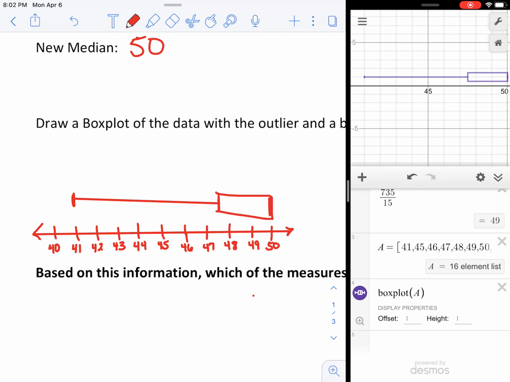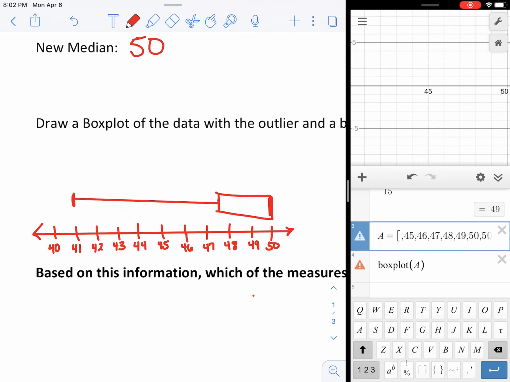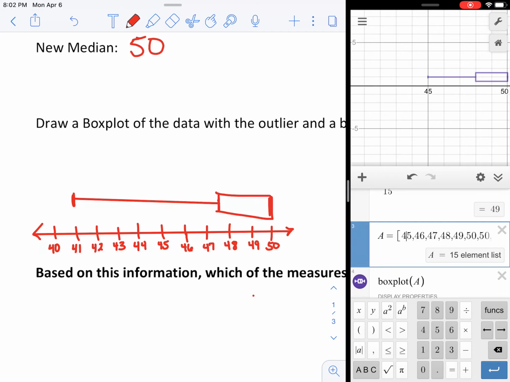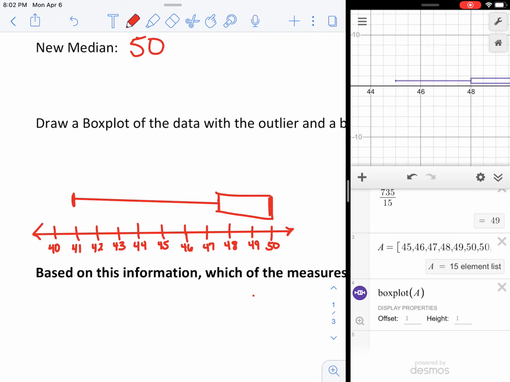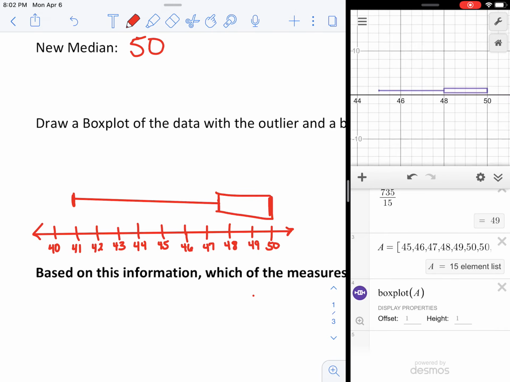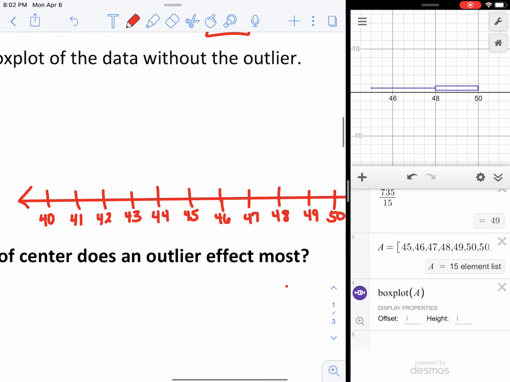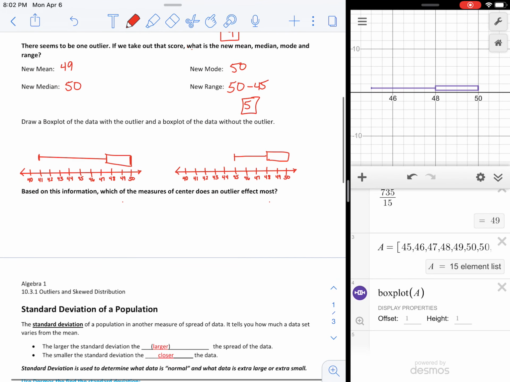Now let's do this again, but let's take out our outlier. What does our box plot look like? Now as you can see, it starts at 45 and goes up to 48 and once again finishes with 50. So that's the box plot in this case. As you can see, it definitely affects those things.